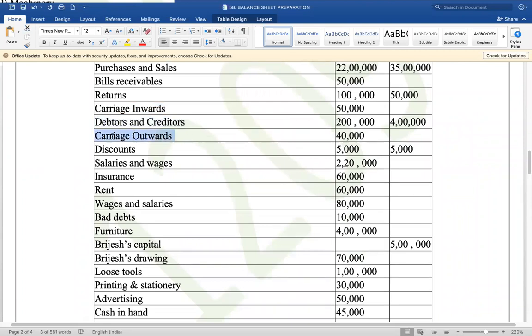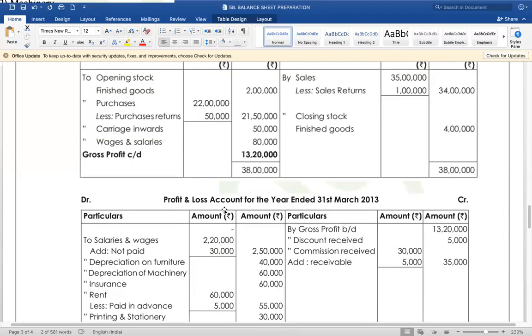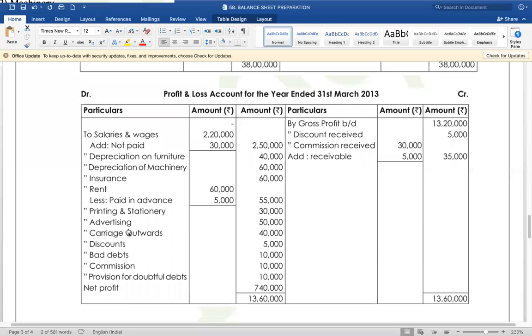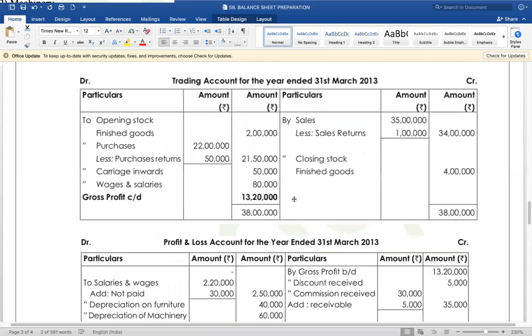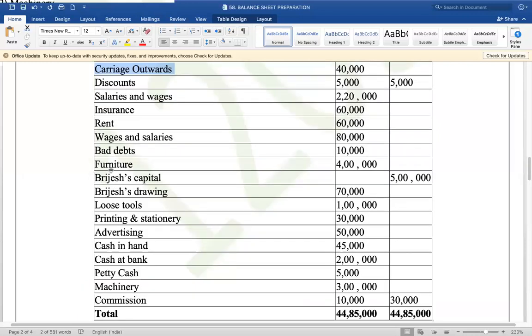Carriage outward. Look at this, carriage outward, 40,000. Next, carriage outward. Where is this?